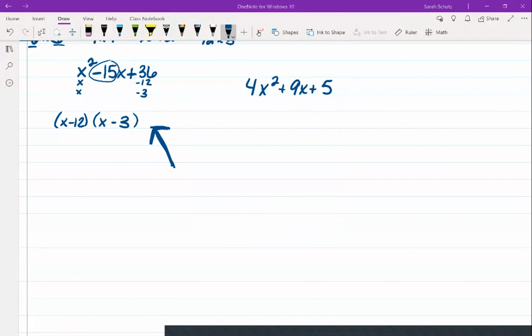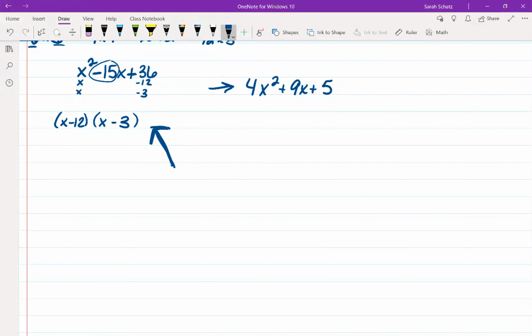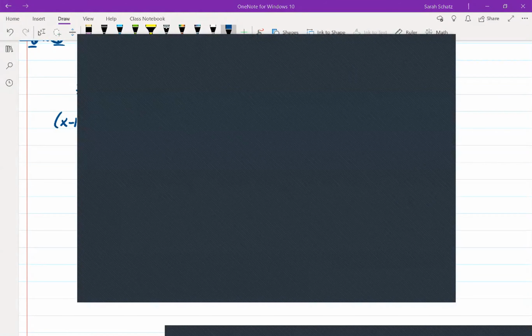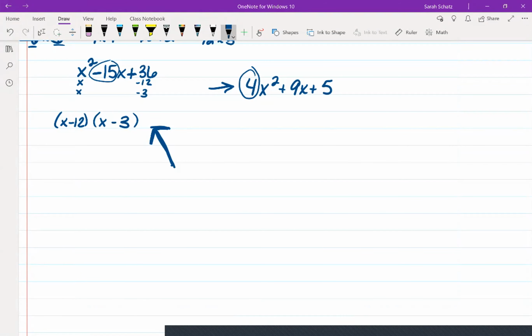And then, so I want us to do this problem here. So this one's a little harder because we have a coefficient on x squared. Okay. All right, when you have a coefficient on the x squared, it gets harder because not only do we have to consider the factors of that number.